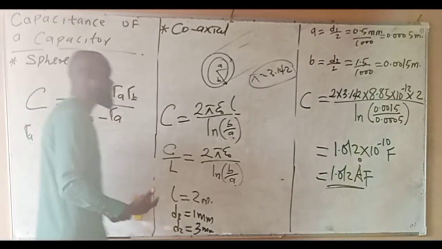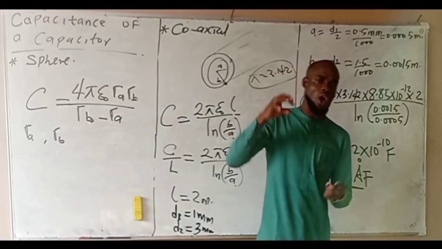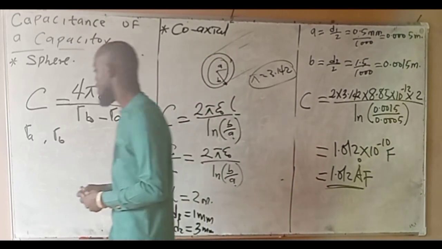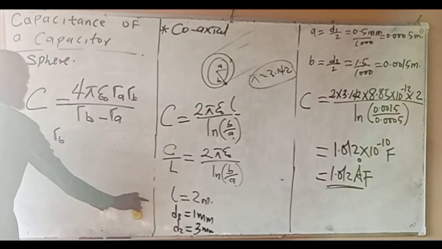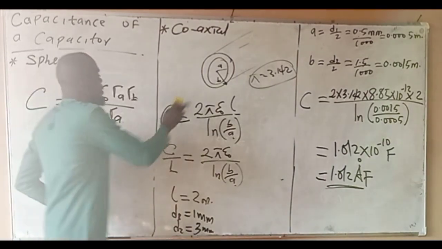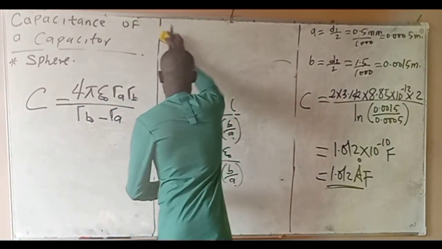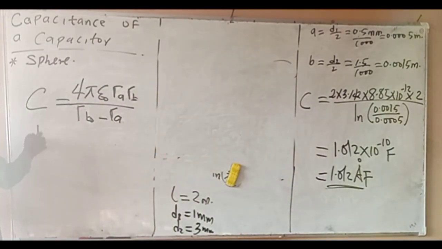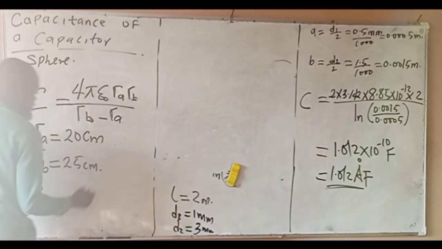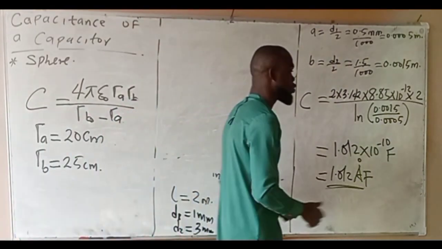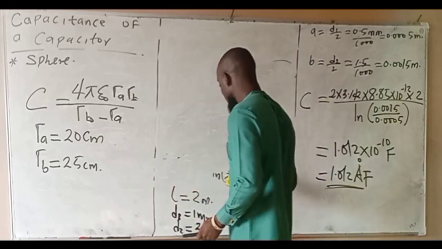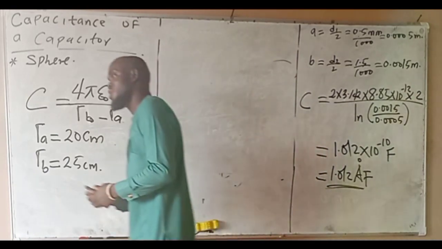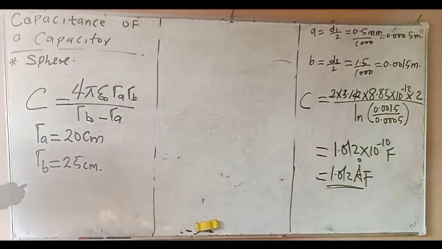Obtain the capacitance of a spherical capacitor of radii R_A equal to 20 cm and R_B equal to 25 cm. So how do we calculate the capacitance of this capacitor now?